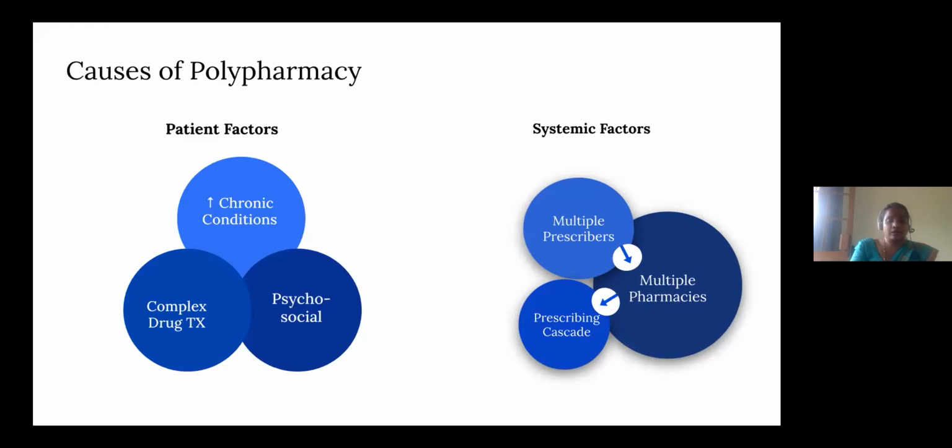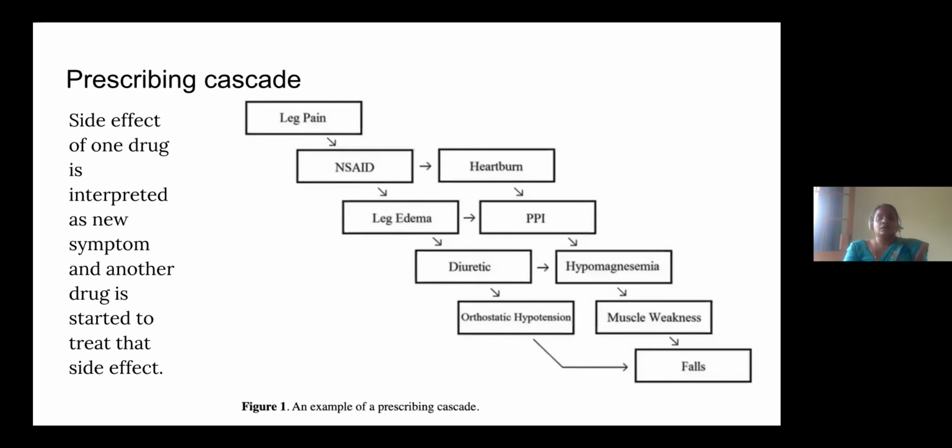Patient factors are chronic condition, complex drug therapy, and psychosocial factors. Systemic factors are multiple prescribers and multiple pharmacies, which lead into the prescribing cascade. What is a prescribing cascade? A side effect of one drug is interpreted as a new symptom, and another drug is started to treat that side effect.